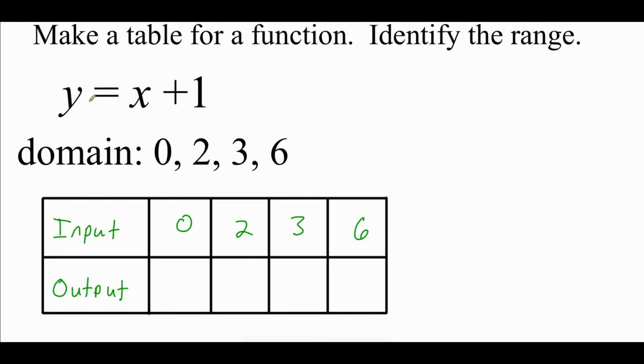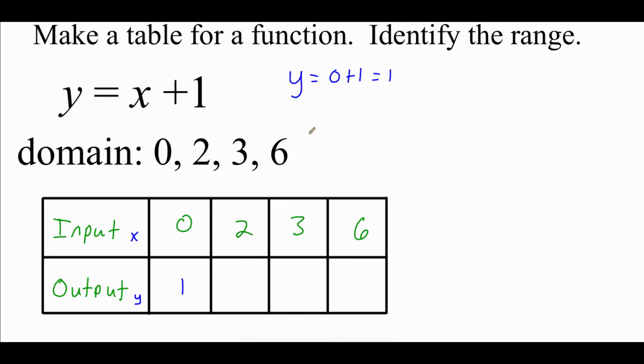Now, as we're using this equation, your input values are going to be your x values. So we're going to be taking these 4 different numbers and plugging them in for x. And then your output values are going to be your answers that you get, or your y values. So if we plug in 0, we would get y equals 0 plus 1, and 0 plus 1 gives us 1 as an answer. So the input value of 0 gave me an output value of 1.